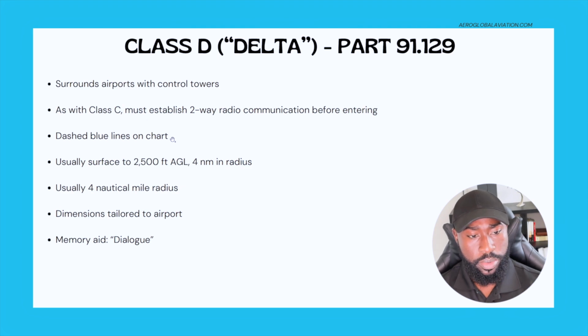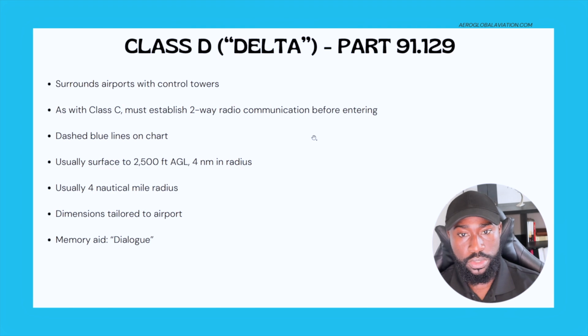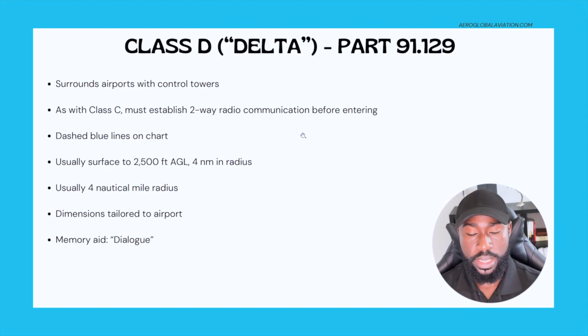It's typically represented by dashed blue lines, usually a circle, and it starts from the surface to 2,500 feet AGL, and it's typically 4 nautical miles in radius. In some cases, it may be 5 or 6 nautical miles. It's usually tailored depending on the surrounding area of the airport. A memory aid you can use to remember Class Delta is dialogue. You need to talk to somebody before you actually proceed into the airspace, establishing two-way radio.